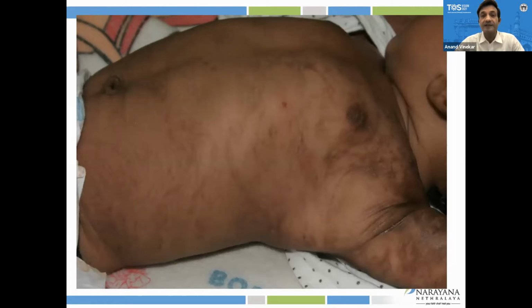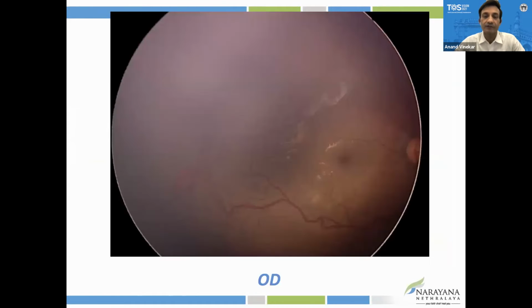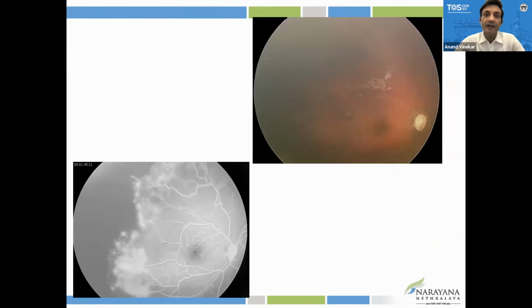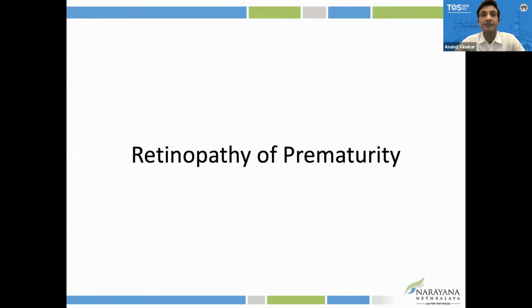This was a case referred to us by a dermatologist, and of course we know that the diagnosis should be incontinentia pigmenti. And although one eye had gone into an untreatable retinal detachment, we were able to save the other eye because we detected the neovascularization and treated it successfully.